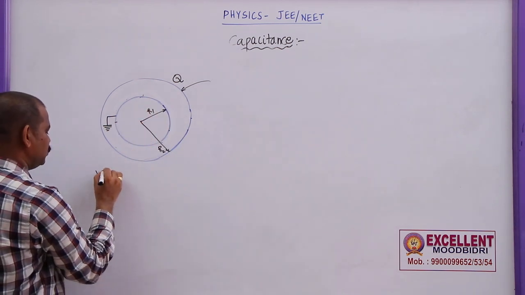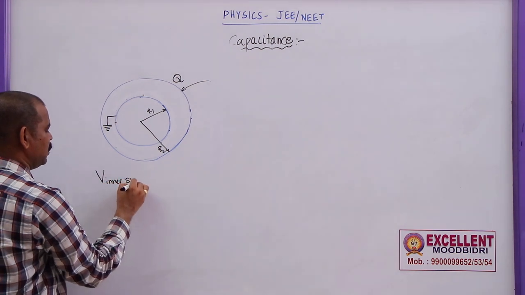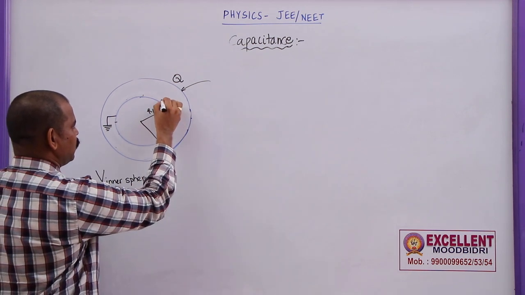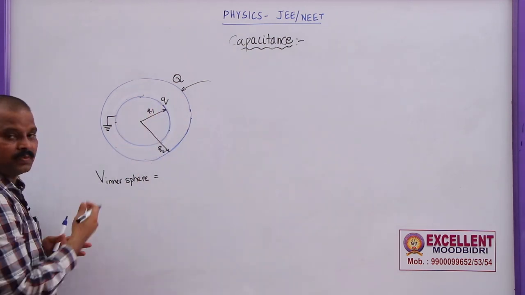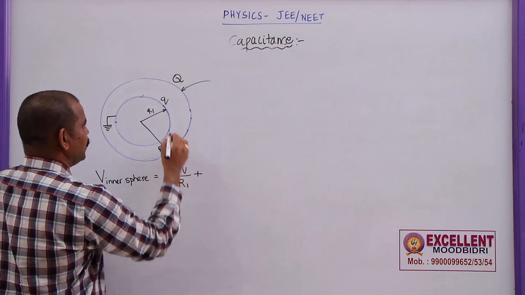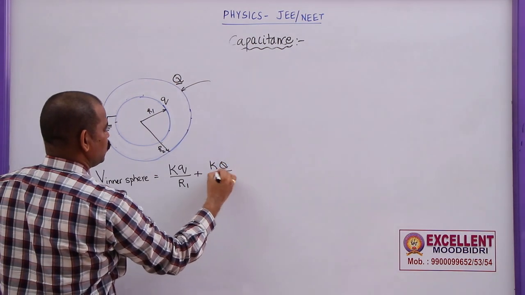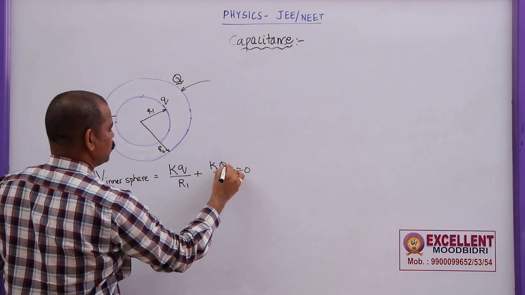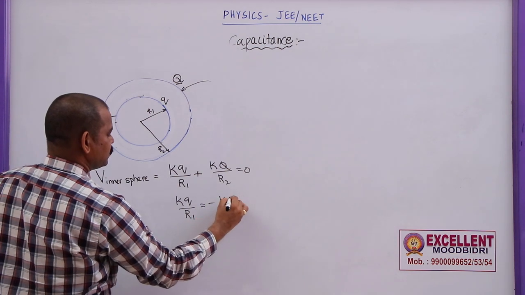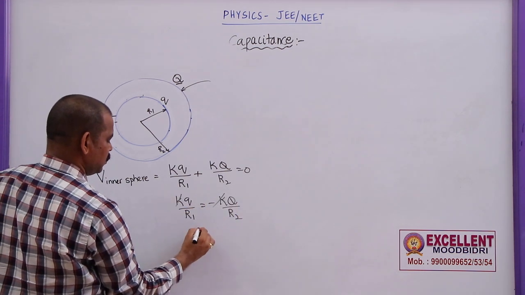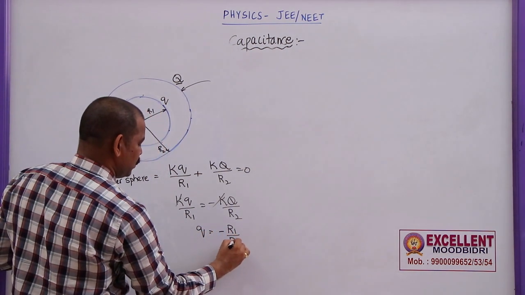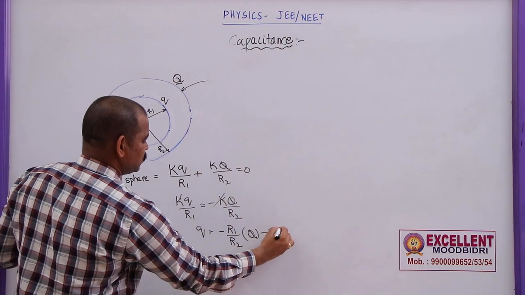So, now what is the potential on the inner sphere? The potential on the inner sphere is given by, we don't know the charge here. Let us say the charge present on this one is q. It may or may not be equal to 0. So this will become kq by r1 plus this charge kq by r2 is equal to 0. So this will become kq by r1 is equal to minus kq by r2, k cancels. The charge on the inner surface is equal to minus r1 by r2 into q. So this is equation 1.